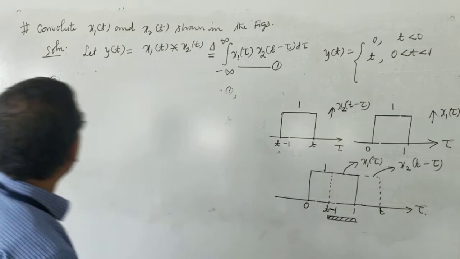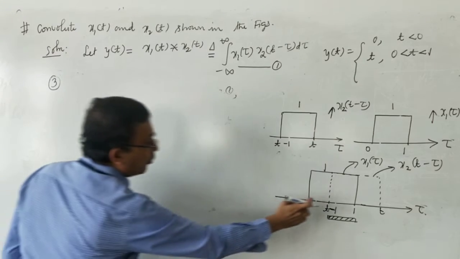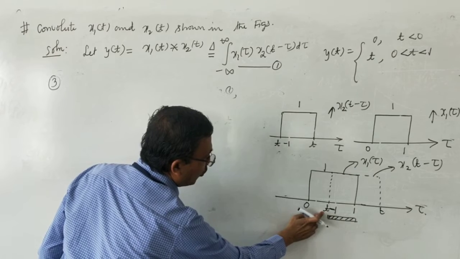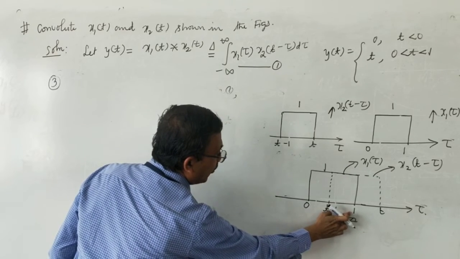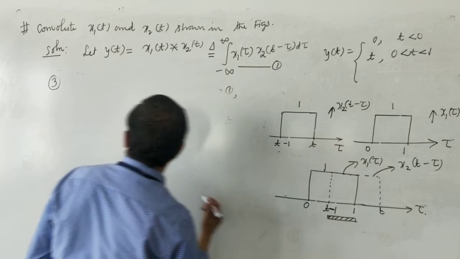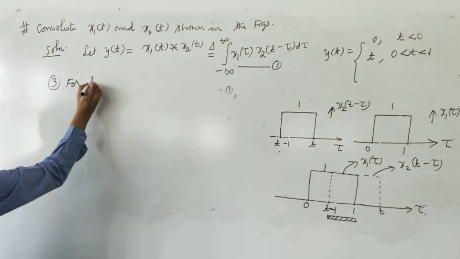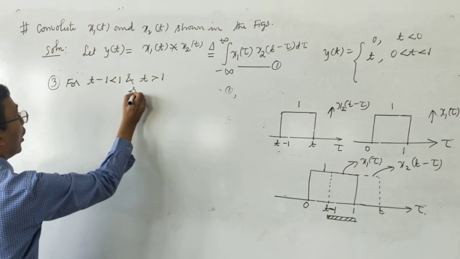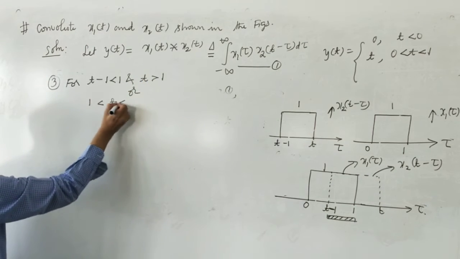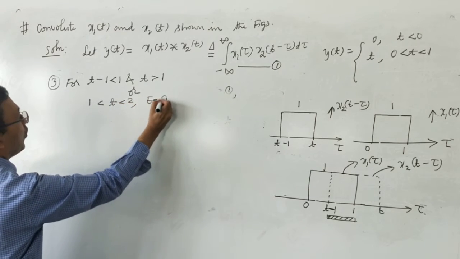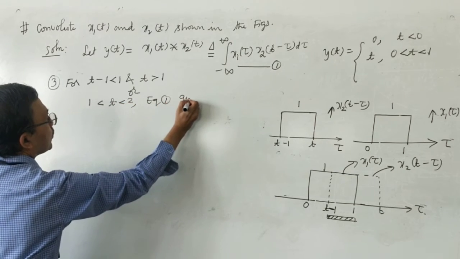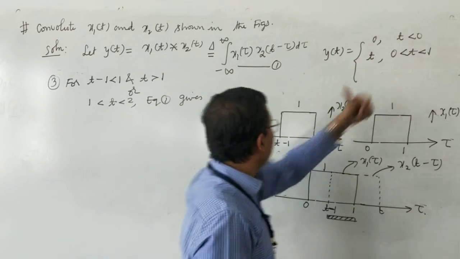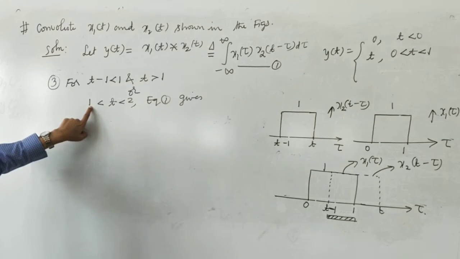I am going to write the limits for t. Now put the condition. See, t minus 1 is what? How do you put the condition? t minus 1 less than 1 and t greater than 1, or t greater than 1 and less than 2. Equation 1 gives, I had told you, this is the upper limit 1. For the next case, that will be the lower limit. That is very important.